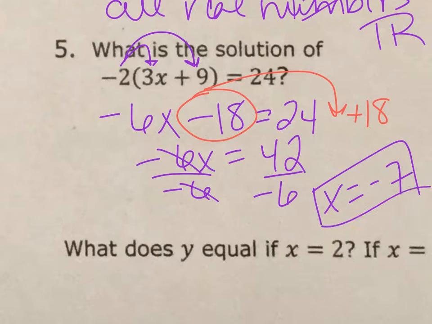So let's make sure that works. 3 times negative 7 is negative 21. Negative 21 plus 9 is negative 12. Negative 12 times negative 2 is positive 24. So yay, it works.